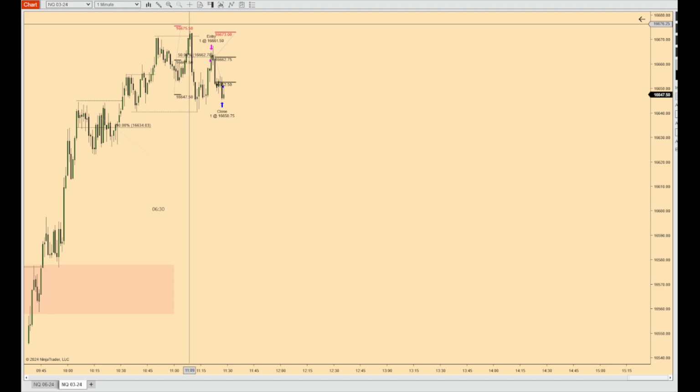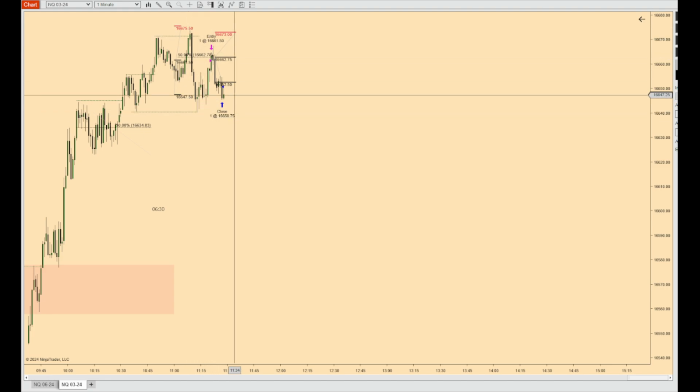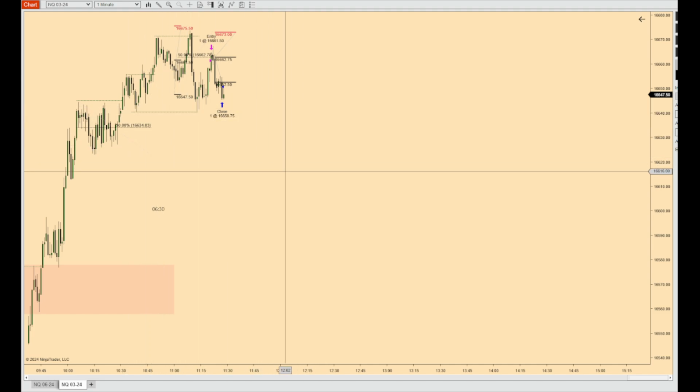Failure to take the high. So targeting the short-term low, making this low weak, but we'll see. On to the next trade.